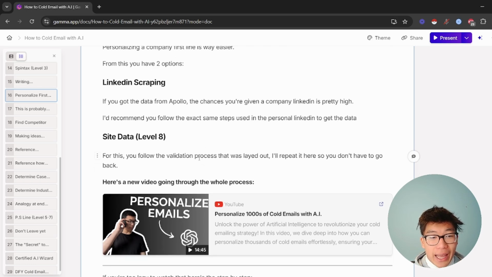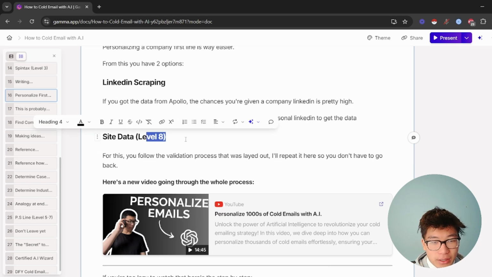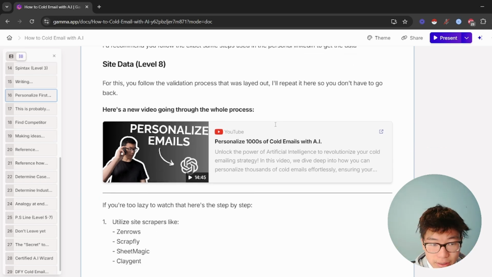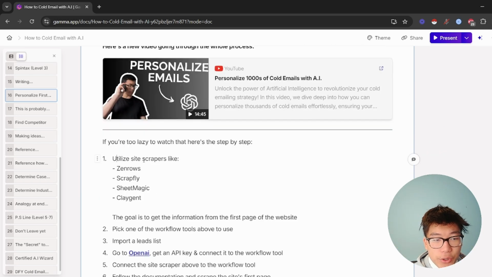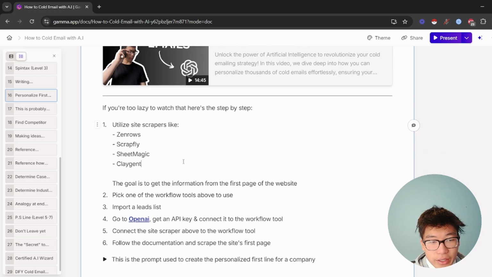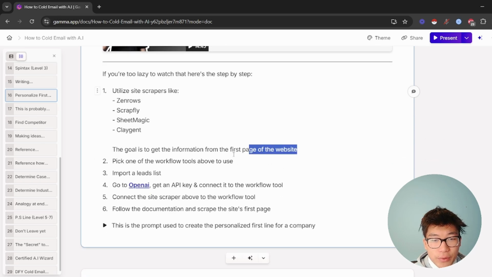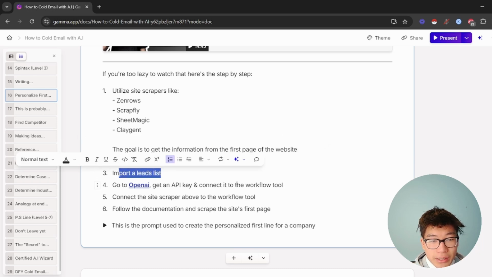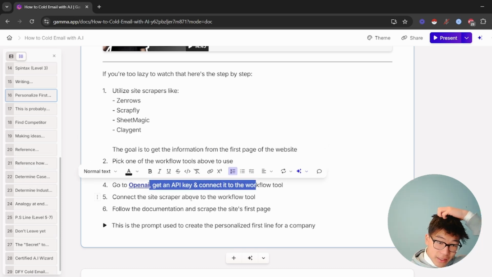Then the next one is site data. I rank this as level 8 because again you need some backend and some tweaking, but this one I actually have a video for. For this, you follow the validation process that was laid out. I'll repeat it here so you don't have to go back. Here's a video going through the whole process of personalizing emails via the site. Utilize scrapers like Zenrows, Scrapefly, or Chat Magic Agent. The goal is to get information from the first page of the website. Pick one of the workflow tools, import the leads list, use the OpenAI API, connect the site scraper above to the workflow tool, and follow the documentation.